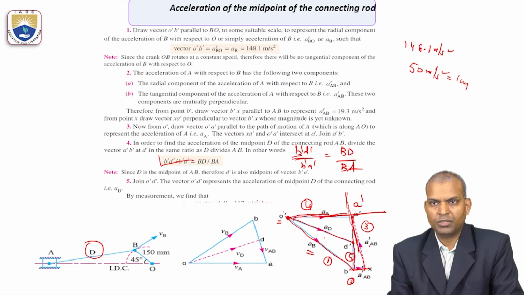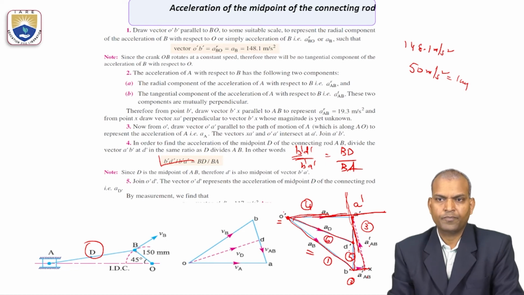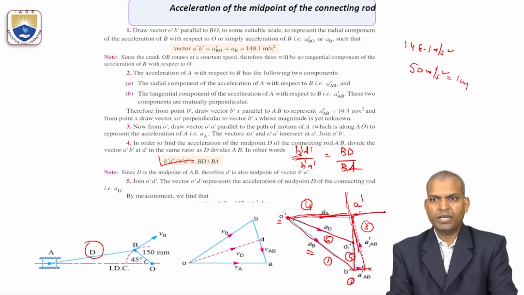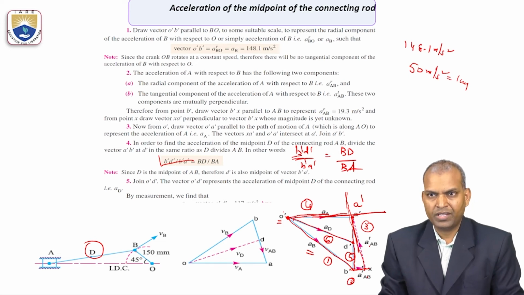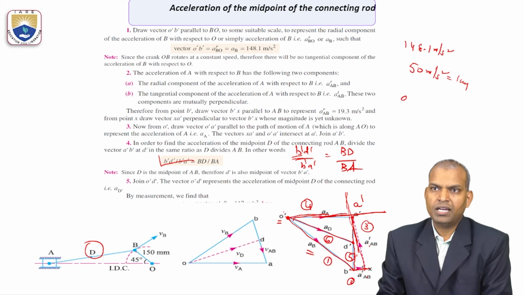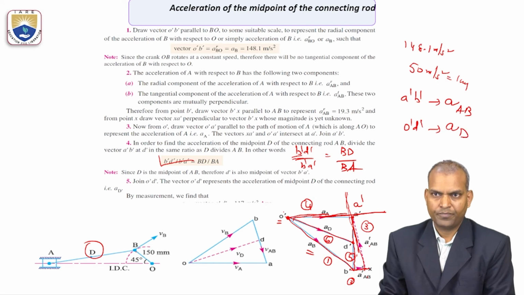Join O dash D dash, that point, step number 6. Now you measure the O dash D dash vector value. That vector value gives the acceleration of the midpoint D. And you measure this total acceleration. The A dash B dash vector gives the acceleration of AB. The O dash D dash vector gives the acceleration of point D.